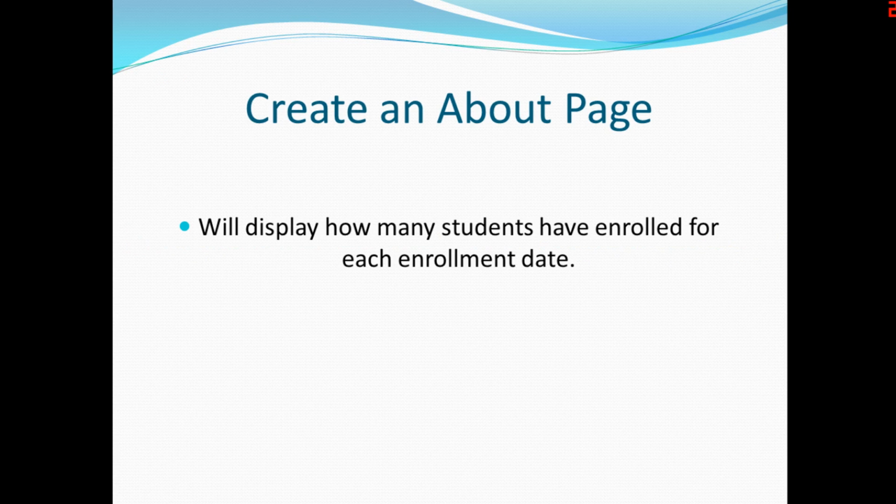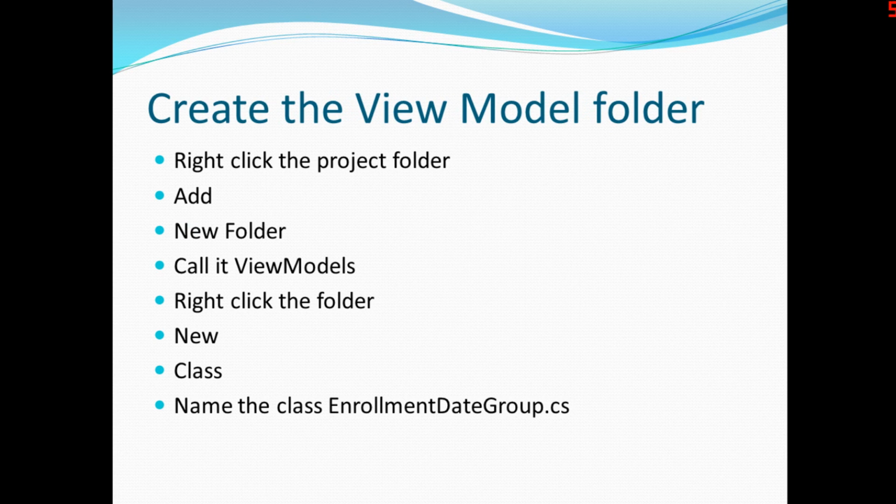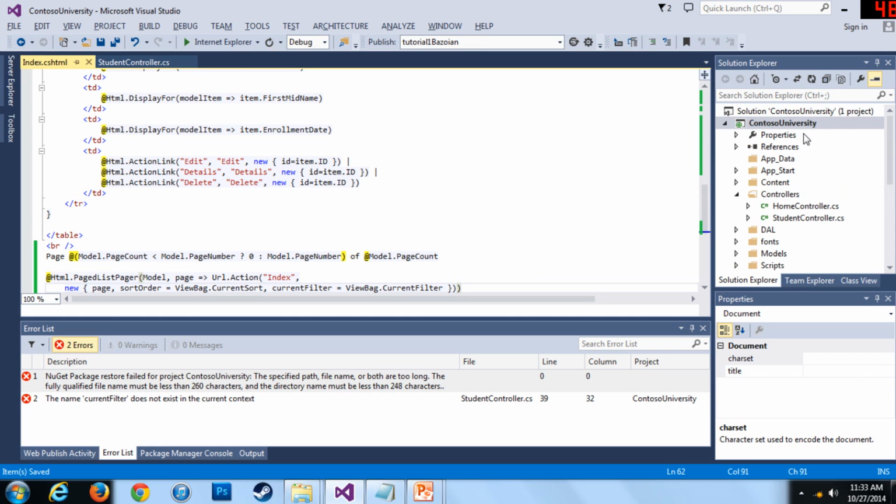Create an About page. We will display how many students have enrolled for each enrollment date. First, we'll create a view model folder. Right-click the project folder and add a new folder. Call it ViewModels. Right-click the folder, new class. Name the class EnrollmentDateGroup.